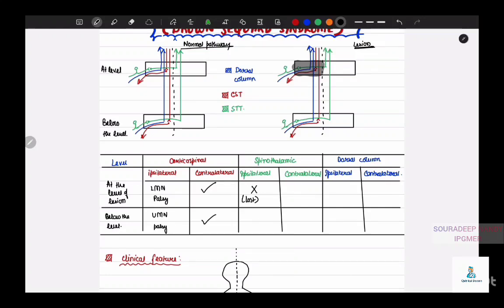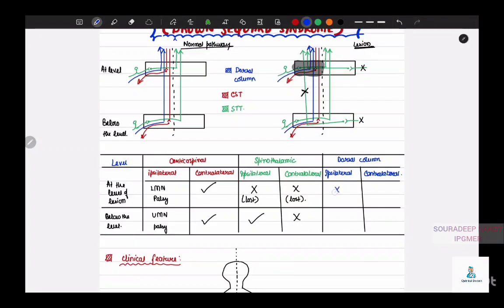Spinothalamic tract: at the level of the lesion, ipsilaterally it will be lost as well as contralaterally, because the crossing will not take place. But below the level it is all good, except that the contralateral fibers which have already crossed cannot ascend because of the lesion. So the contralateral spinothalamic tract is lost. There will be contralateral hemianesthesia, and ipsilateral hemianesthesia at the level of the lesion.